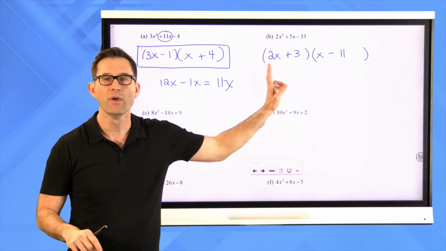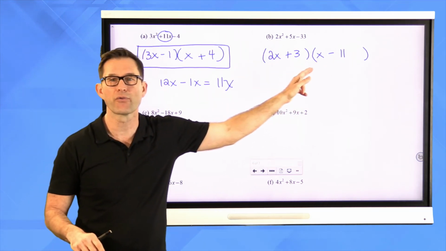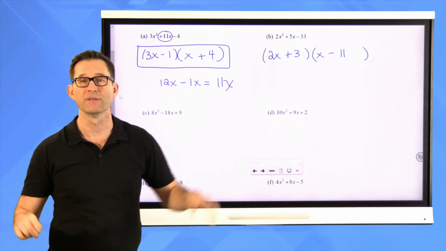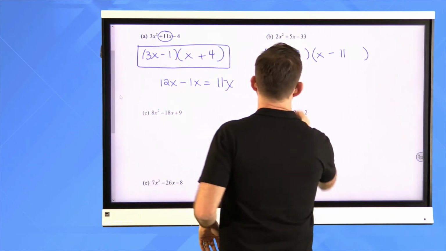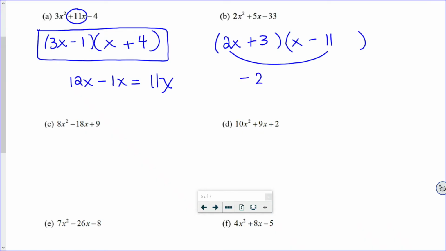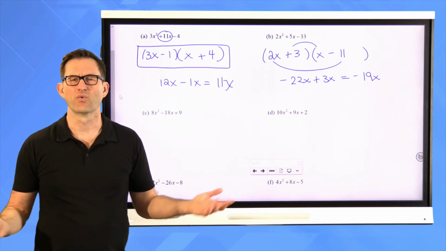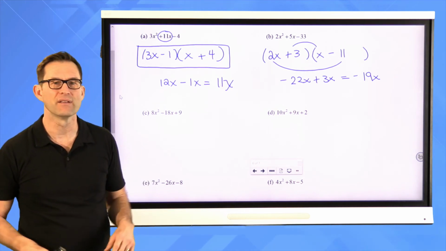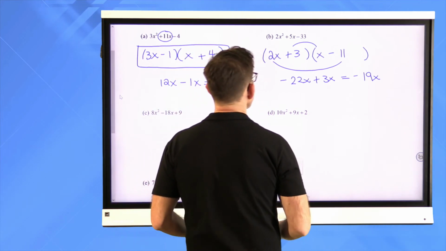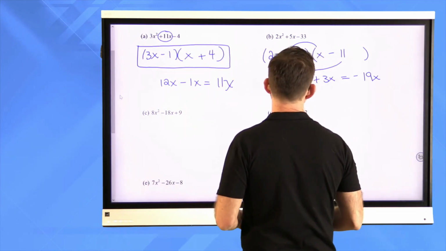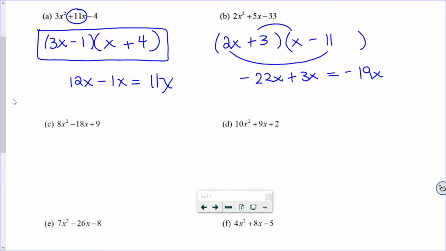Again, very reasonable. 2x times x is 2x squared. 3 times negative 11 is negative 33, all reasonable, right? But when I do my outer, negative 22x, and my inner, positive 3x, I get negative 19x. And I'm looking for positive 5x, so that's just wrong, right? I mean, it's not even close. So switching it to negative 3 and positive 11 is not going to do much. In fact, it would only change the sign on the answer I just had.